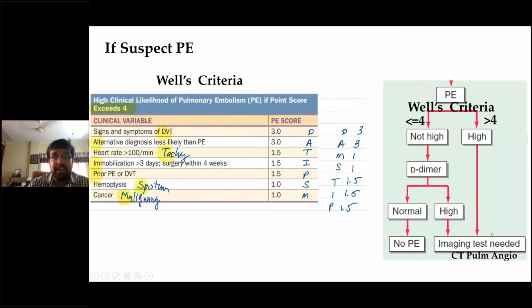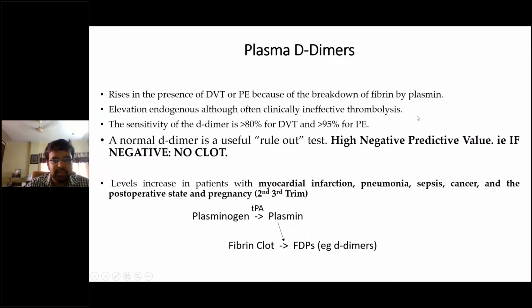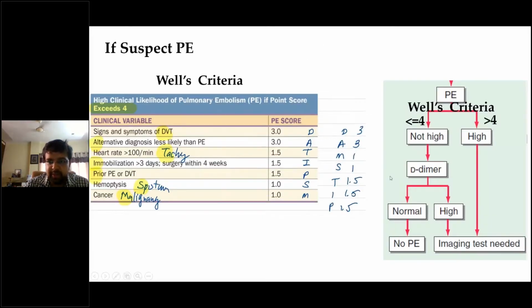But if the Wells criteria is not high, that is if it is 4 or less than 4, the next step would be to do D-dimers. D-dimers हमें याद है, it was a highly sensitive test and it had very high negative predictive value. मतलब अगर negative है, clot पक्का नहीं है. ठीक है. तो फिर when we do D-dimers and if they are normal, if the D-dimers are negative, that is if they are present in the body in normal levels, it is sufficient to conclude that the patient has no pulmonary embolism.